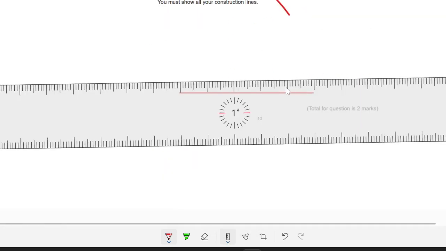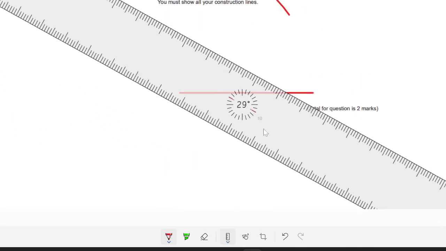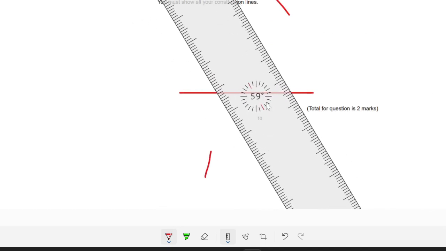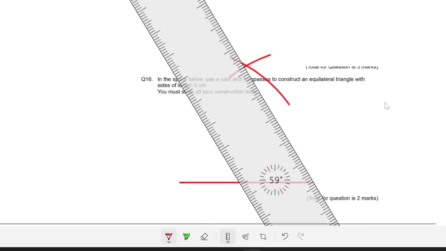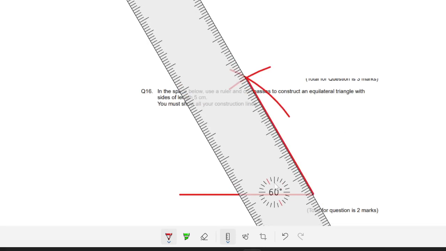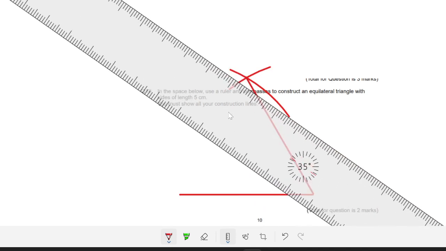Then take my ruler, and I've drawn mine a little bit bigger than the space really gave me, but this is how you would do it. So I then want to join up the top of the triangle to the bottom corner, and then spin my ruler around and do the same from the other side.